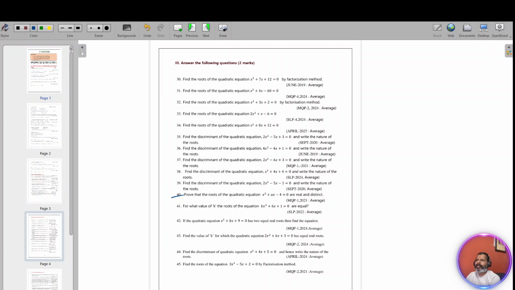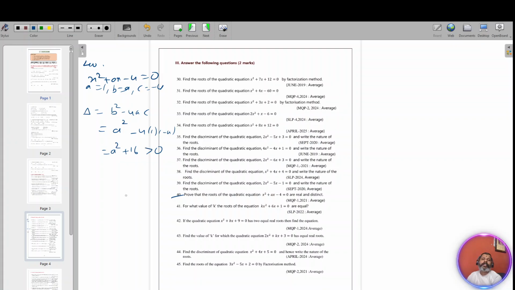Take that x square plus ax minus 4 equal to 0. A is 1, b is a, c is minus 4. Okay, discriminant you want, right? So discriminant is equal to b square minus 4ac. B is a only, minus 4 into 1 into minus 4, a square plus 16. This is greater than 0.